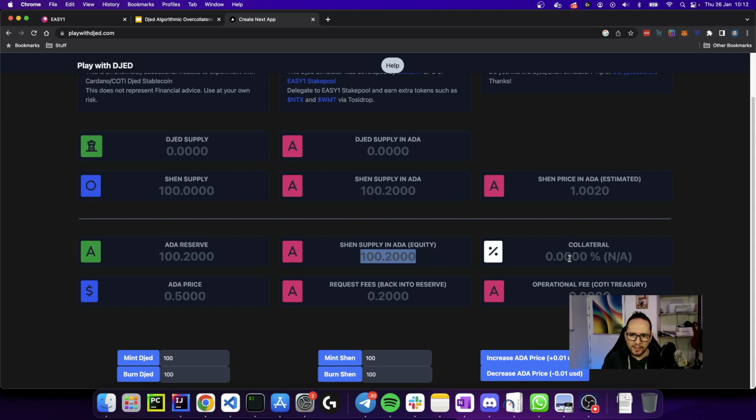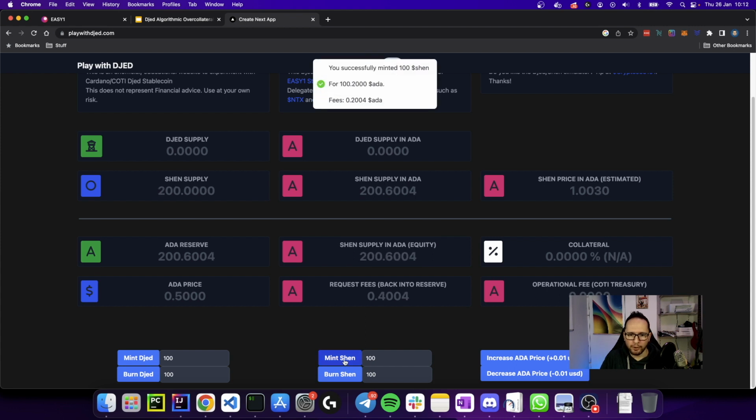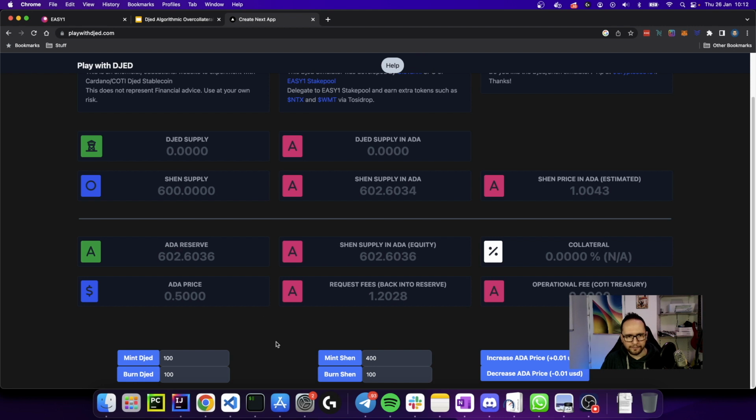The collateral obviously is still 0 because we haven't minted any Djed, so there is no actual percentage just yet. But let's say that we buy more Shen. Actually, we go and buy 400 more Shen. This is the price, these are the fees, and so on and so forth. And now we have an equity, so a reserve, of 600 ADA.